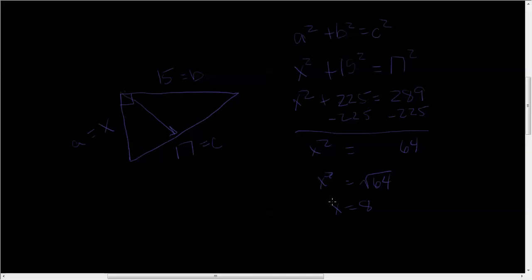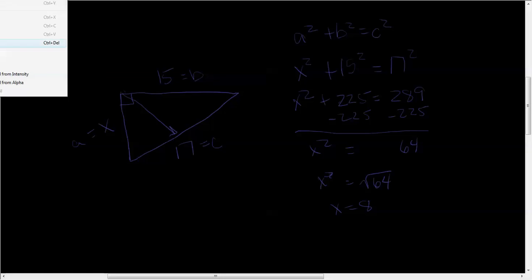Let's try one more. They gave me a right triangle, and this side is 5. What we have here is a perfect square. This side would be 5, and this side would also be 5.